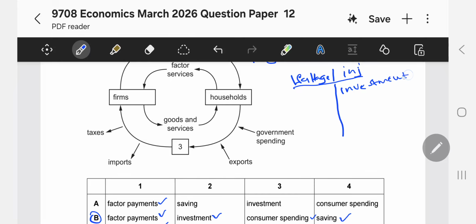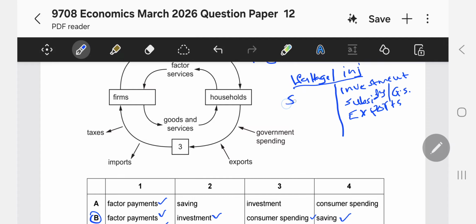The second injection would be maybe something like a subsidy or government spending. Some people call it subsidy, you can call it government spending. I'm going to write GS. And maybe exports. And by the way, all these injections have a direct opposite.